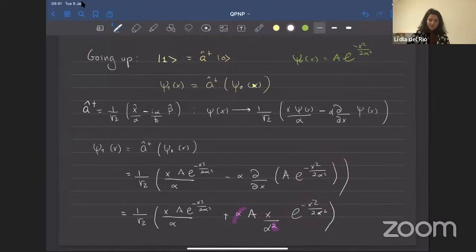Good. So now what we have here is 2 copies of the same thing. It's exactly, we have x a over alpha, and then we have the same exponential again. So this whole thing becomes just, there's a factor of 2 that cancels with the square root of 2 outside, over alpha a x e to the minus x squared over 2 alpha squared. So that's now our wave function for the first excited state.